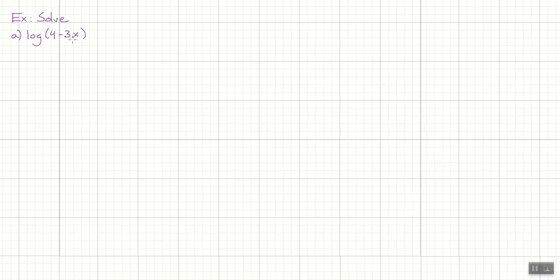4 minus 3x. What's the base of this log? 10. I want you to contrast. Don't write this one down. If I had written this like this instead, is it the same? In this situation, the parentheses here matter. If I don't write the parentheses, what's the only thing that I'm allowed to assume is connected to the log? 4, so it would look like this. These are not the same expression.